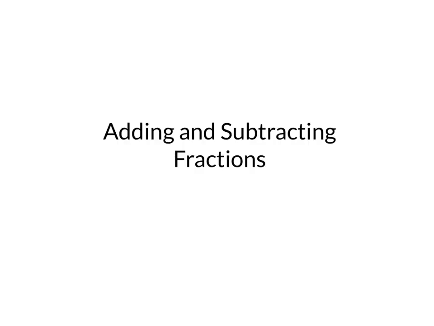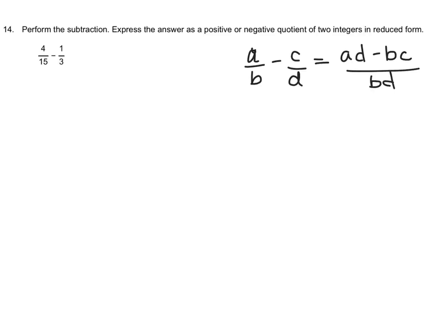Adding and subtracting fractions. Perform the subtraction. Express the answer as positive or negative quotient of two integers in reduced form. That just means that we're going to write our final answer as a fraction in reduced or simplest form. Here we have 4 over 15 minus 1 over 3. In order to subtract or add fractions, we have to have the same denominator.